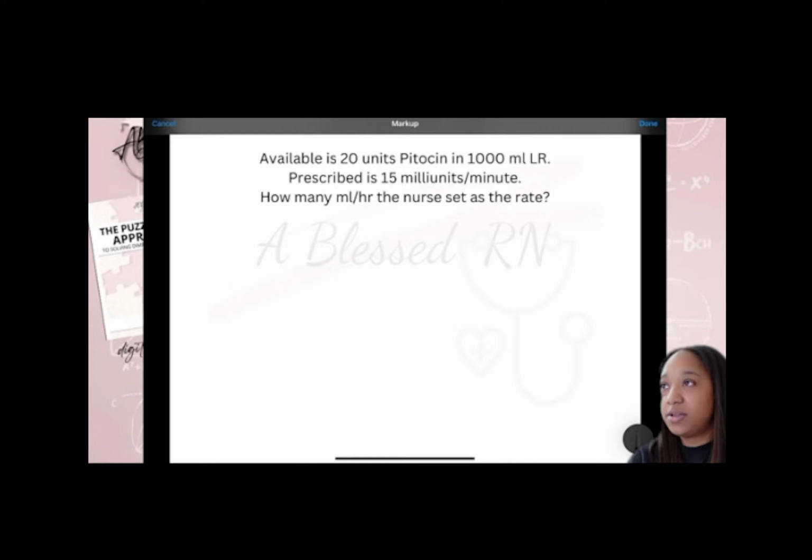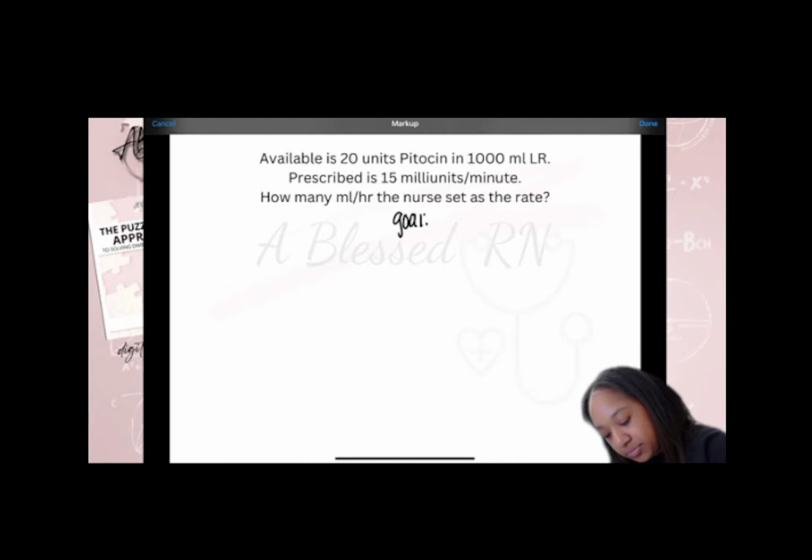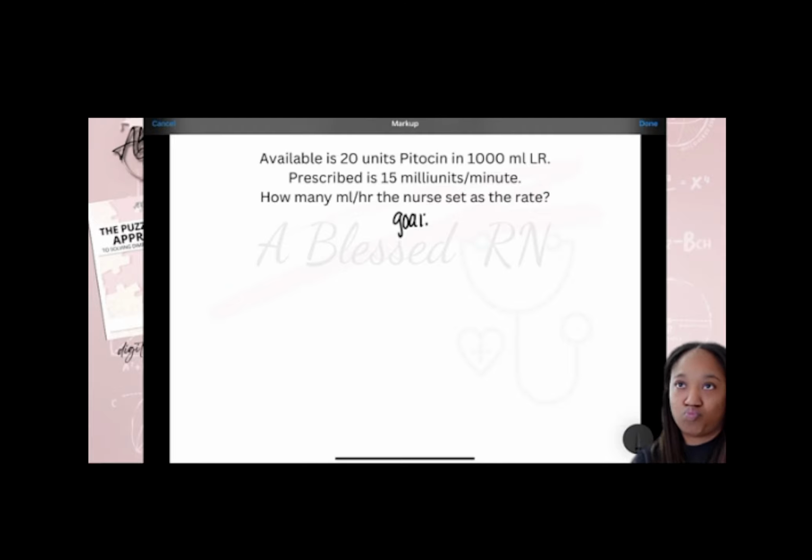available is 20 units of Pitocin in 1,000 milliliters of lactated ringers. Prescribed is 15 milliunits per minute. How many milliliters per hour will the nurse set as the rate? Okay, so what is our goal here? What are we looking for? Milliliters per hour, right?